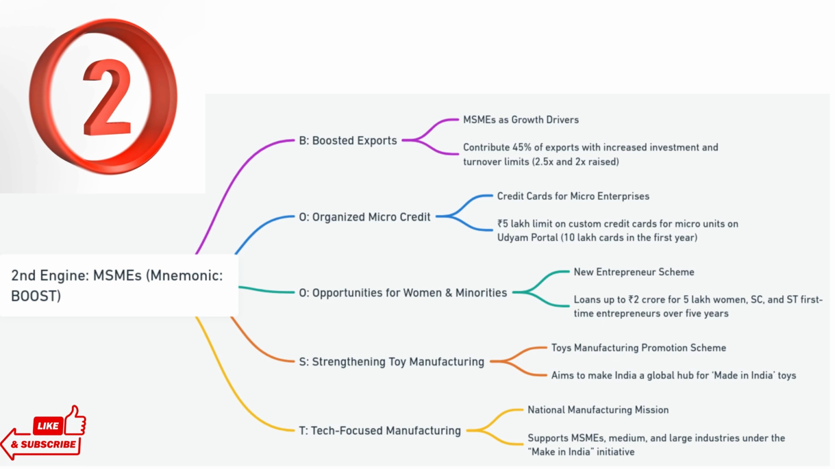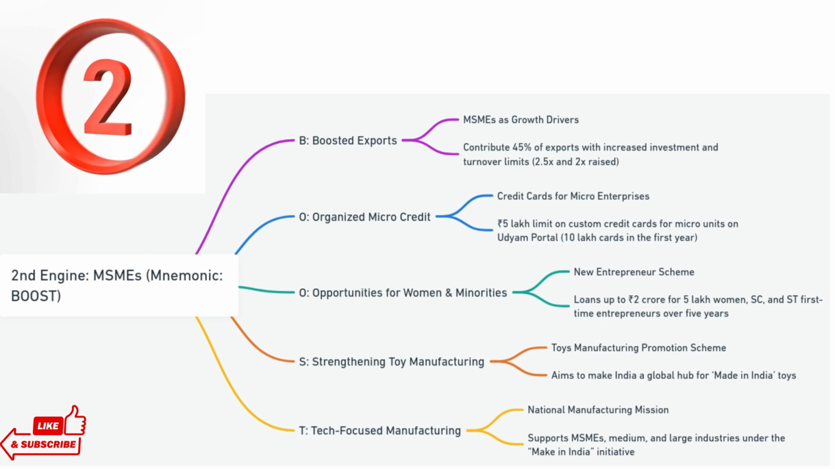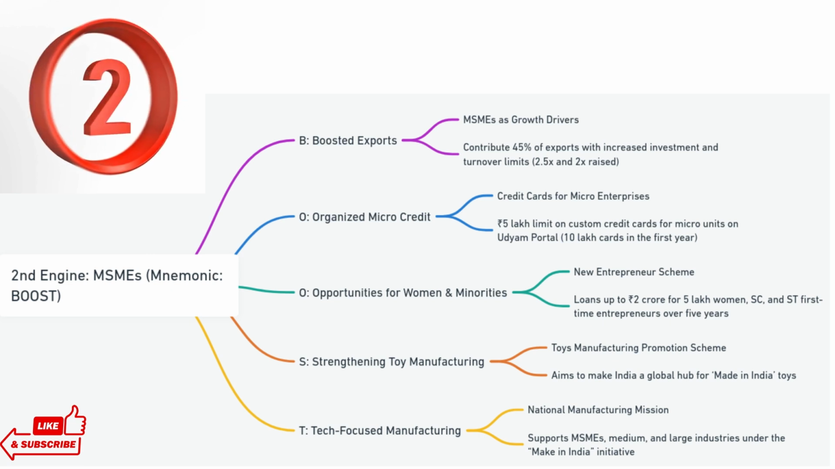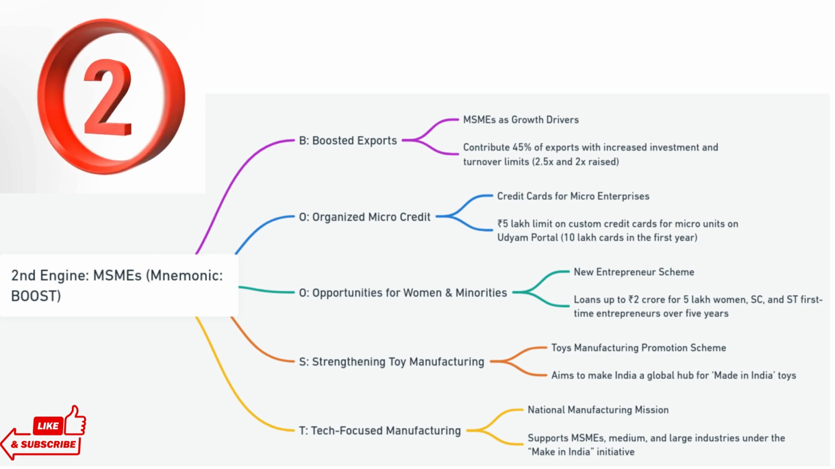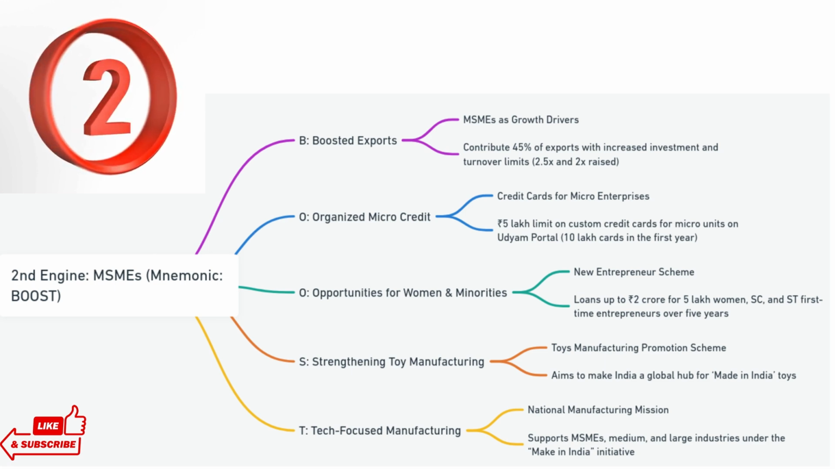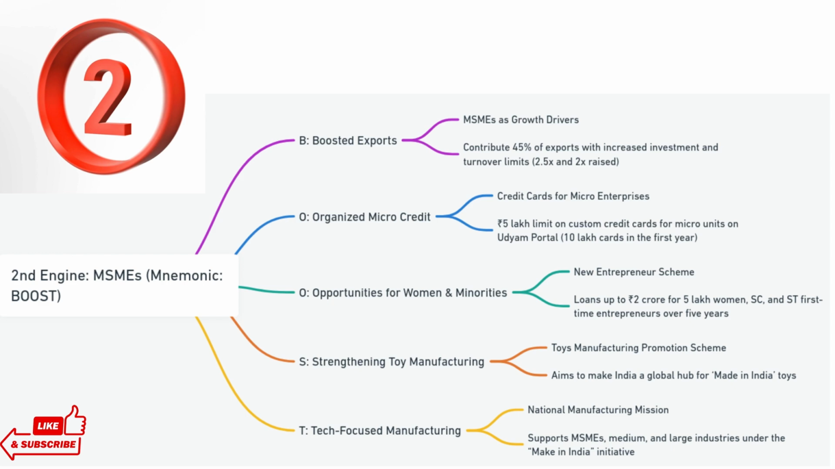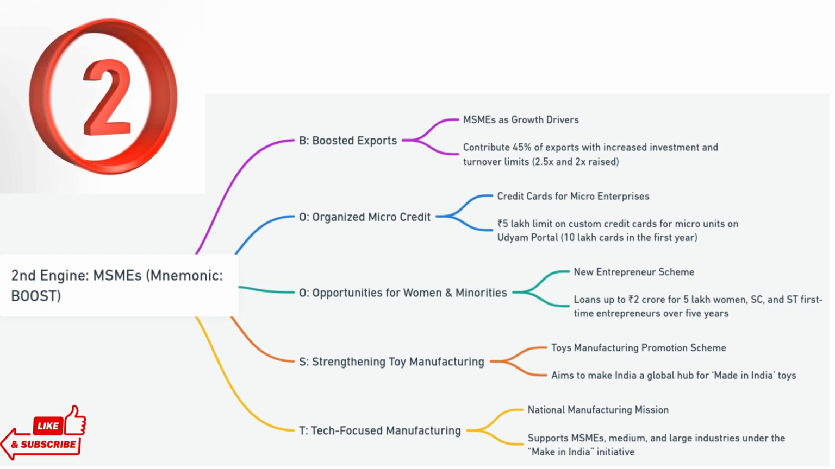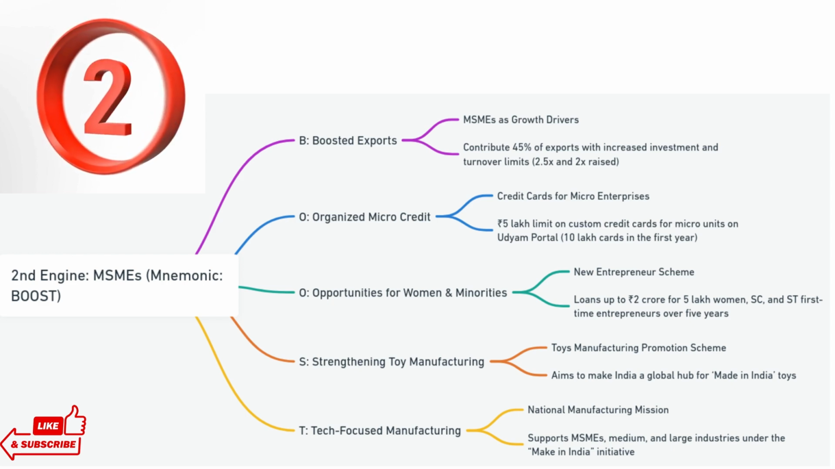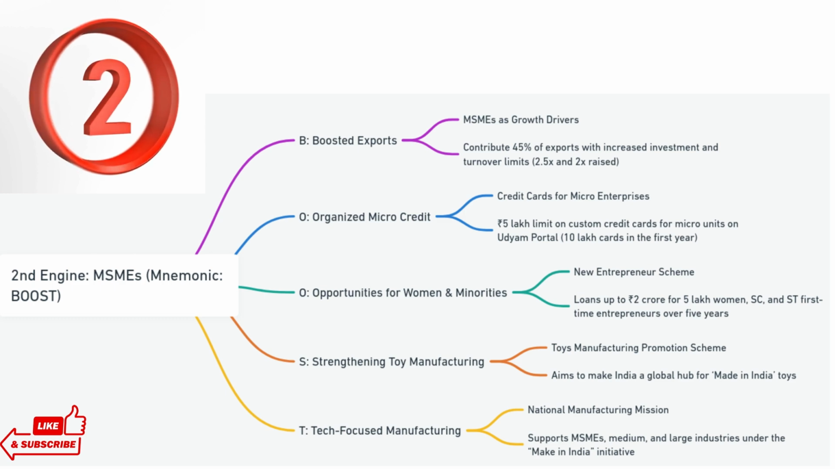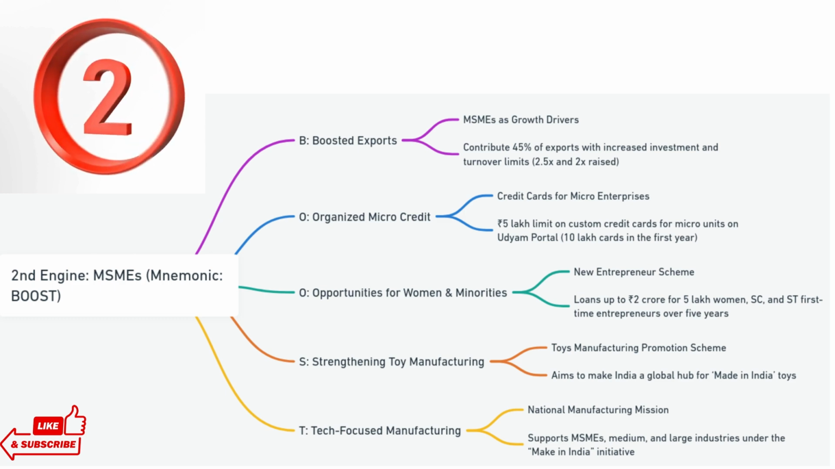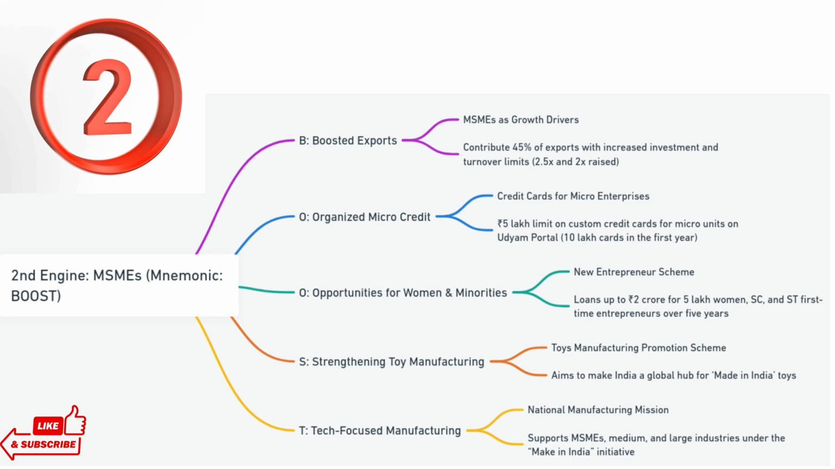O. Organized microcredit. Access to credit is key for small businesses. That's why the government is introducing custom credit cards for micro enterprises registered on the Udyam portal. Credit limits of 5 lakh rupees will be given to 10 lakh micro units in the first year alone. ये step MSMEs के लिए financial flexibility ले आएगा, helping them manage daily operations and growth.